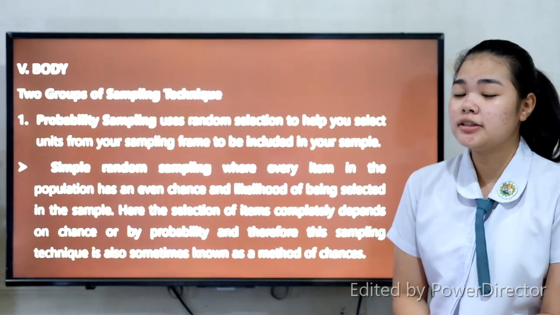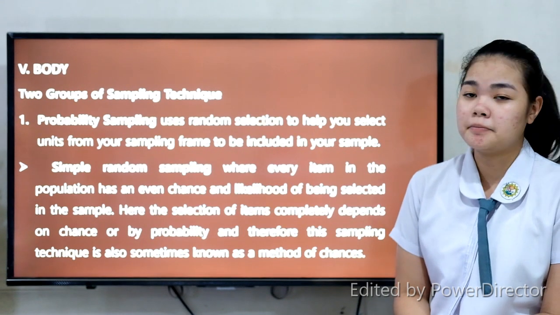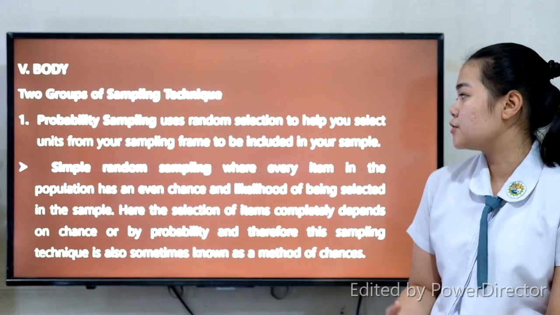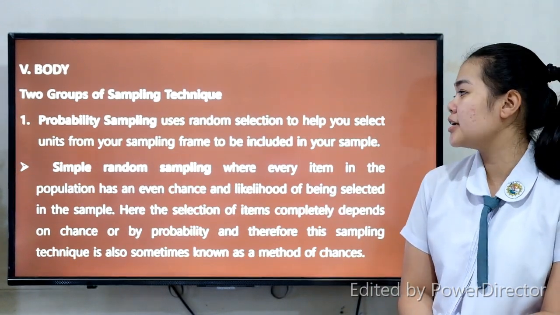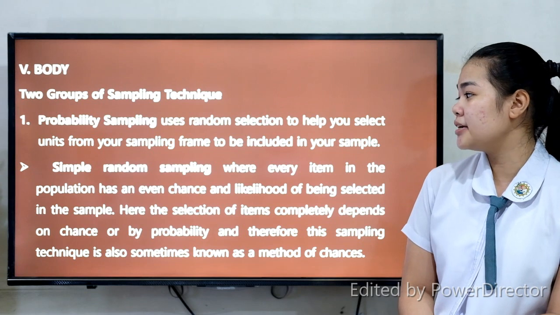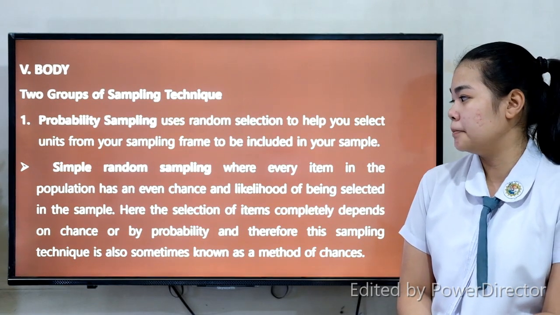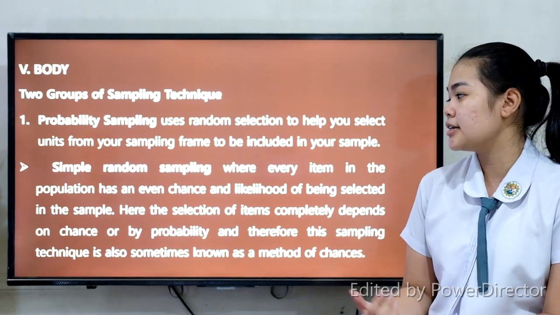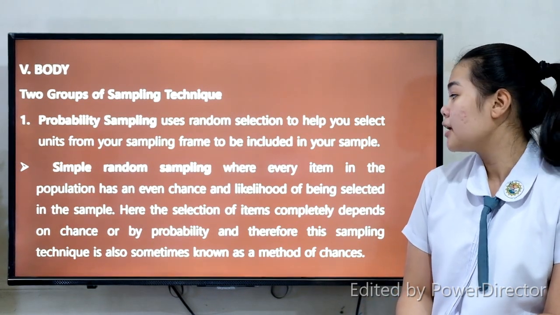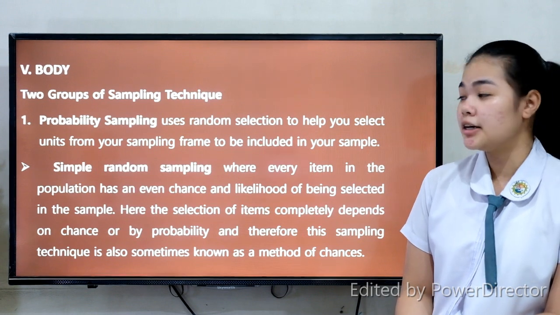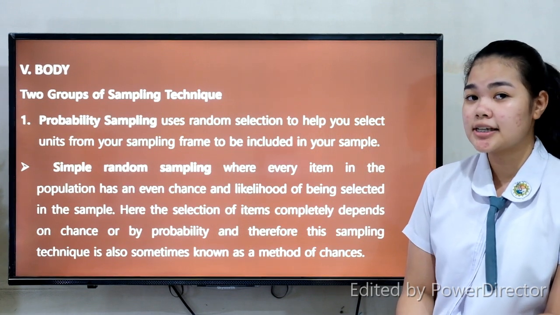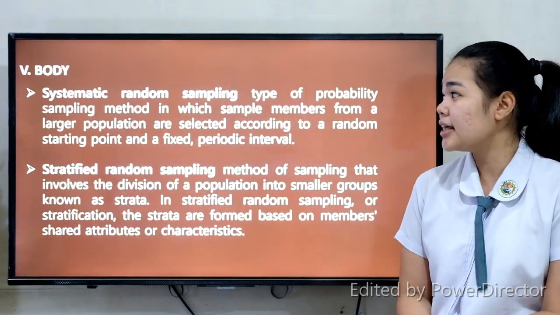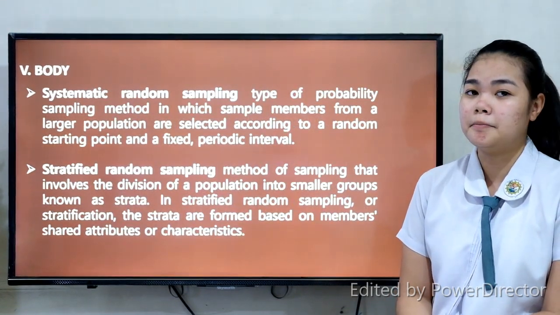Next, we will discuss the two groups of sampling technique. First is the probability sampling. This uses random selection to help you select units from your sampling frame to be included in your sample. Under it, there are three classifications. First is the simple random sampling, where every item in the population has an even chance and likelihood of being selected in the sample.